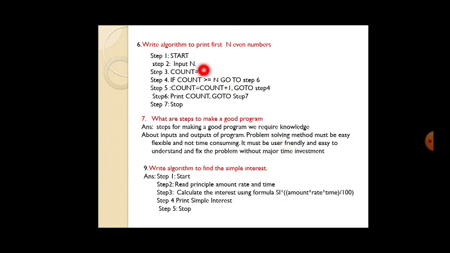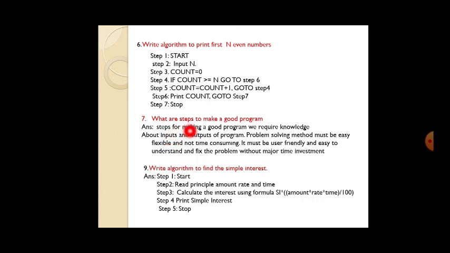Next, write an algorithm to print first n even numbers. Start, input n, count is equal to 0. If count is greater than or equal to n, go to step 6, that is print count. Go to step 7, you need to print count and stop it. If count is not less than n, then count is equal to count plus 1. Go to step 4. Again you are going to check it. This is in a loop.